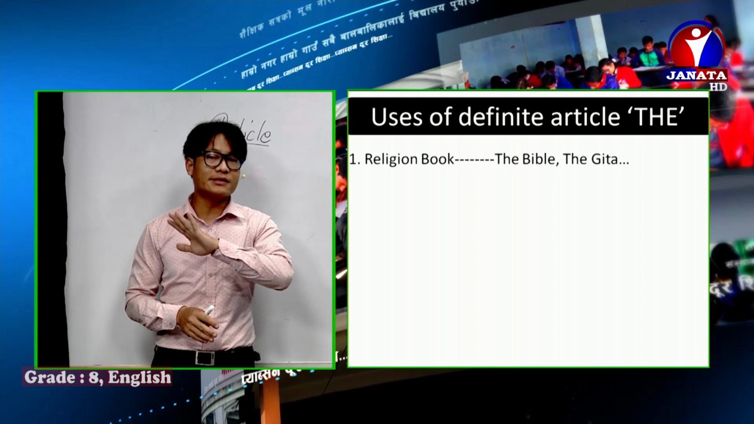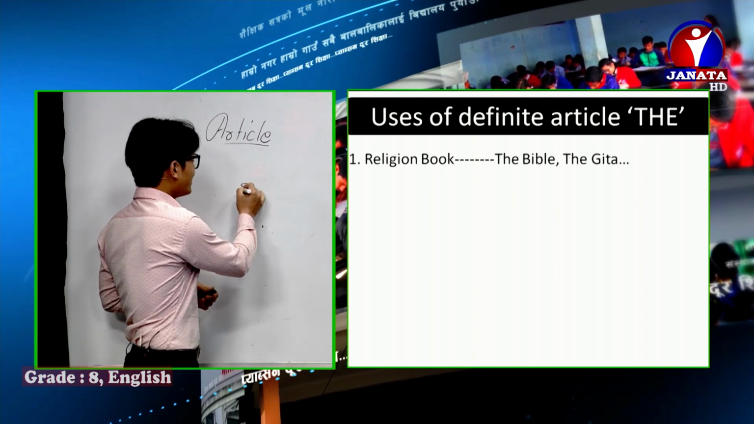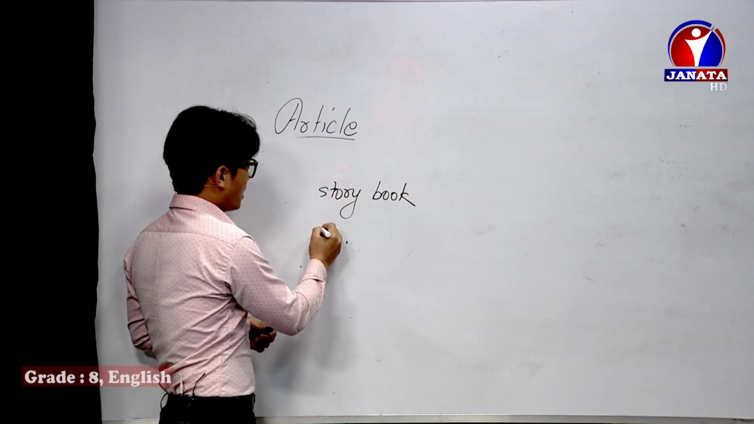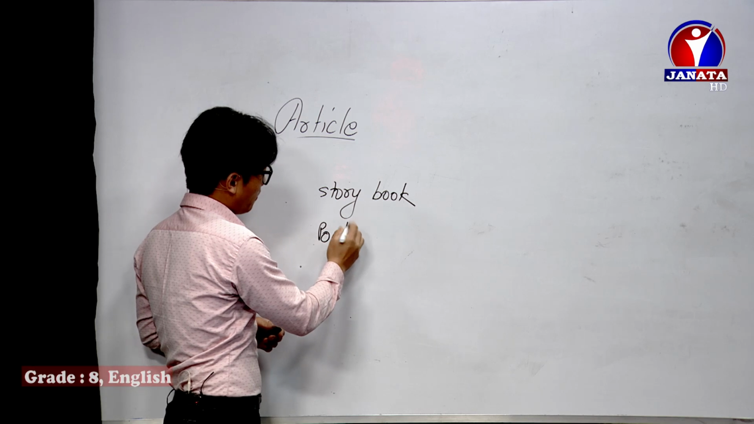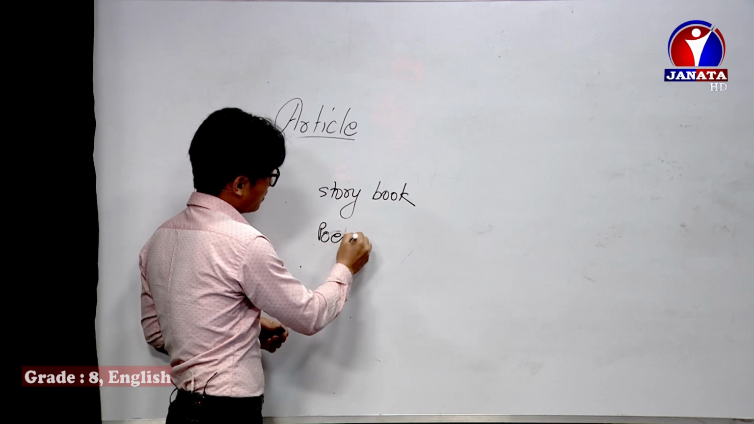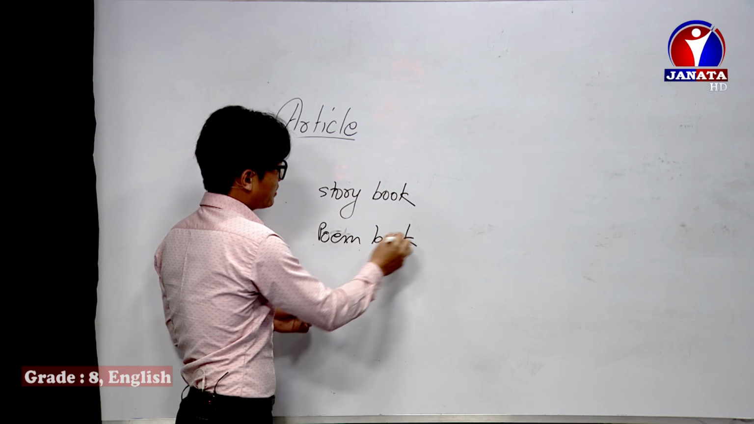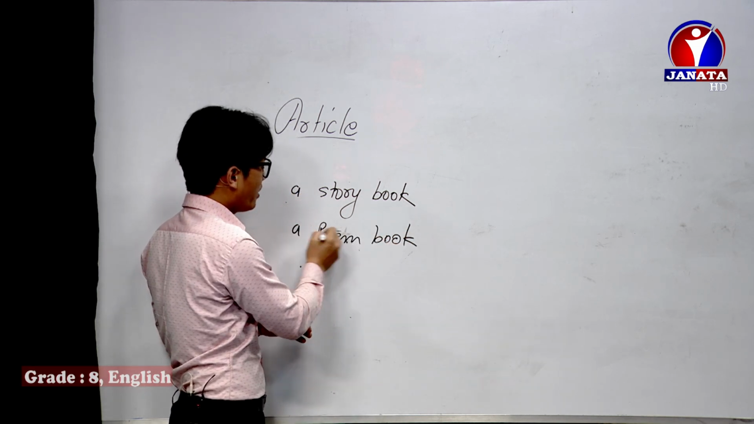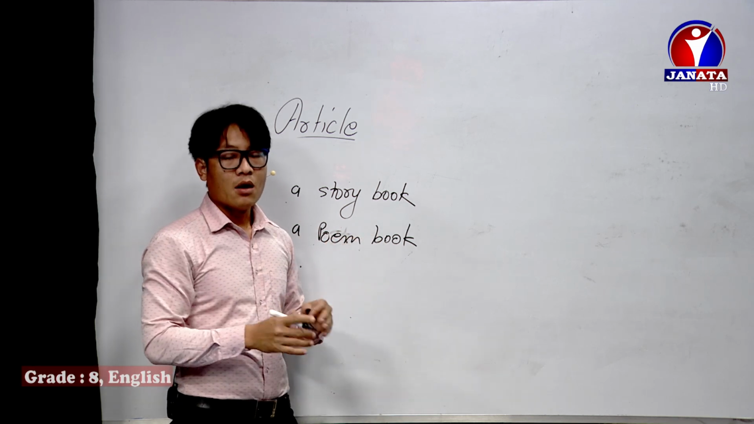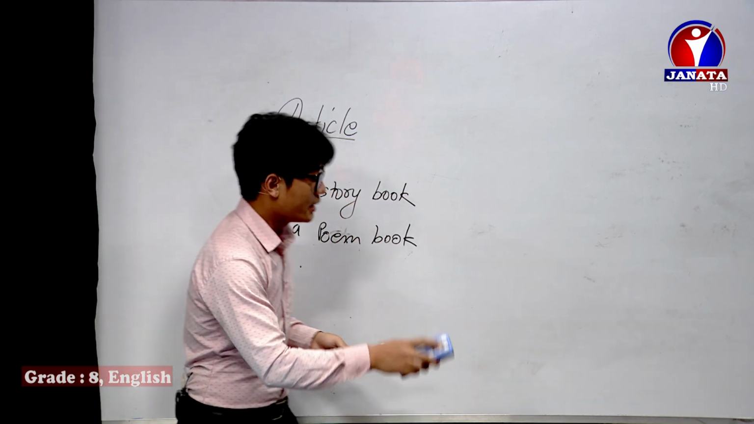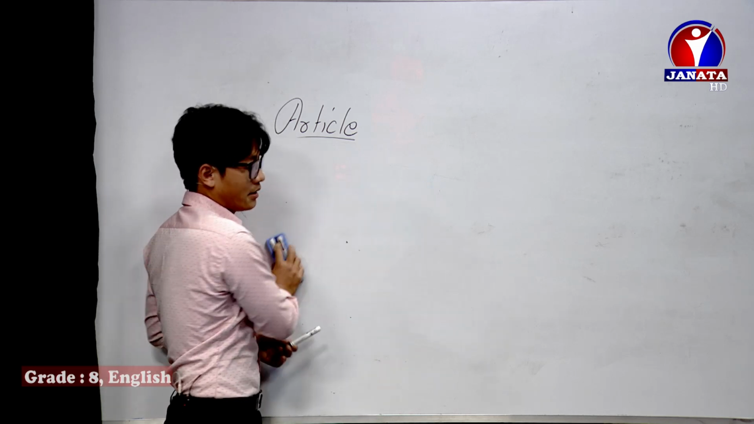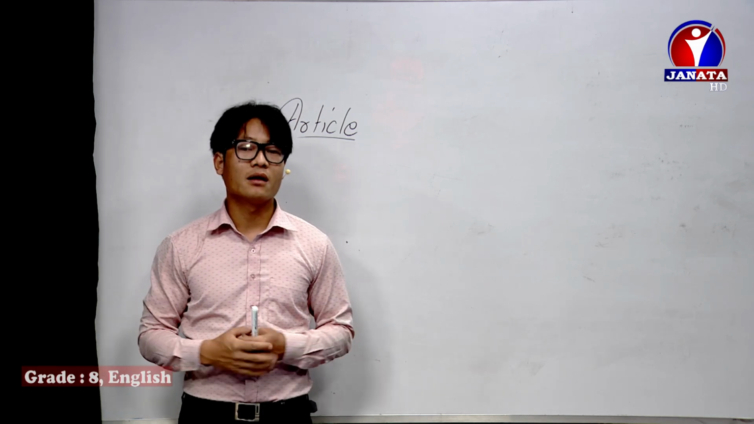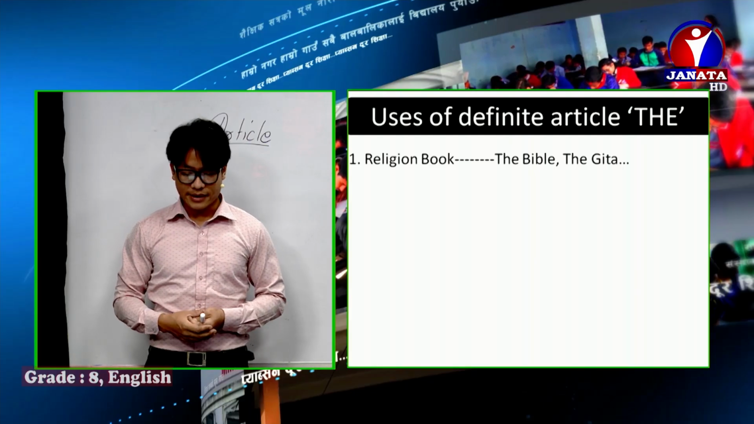But if there's a simple book, like a story book, or you can say poem book, when there are such simple names of a book, then we write a story book or a poem book. We write like this. But when there is a religion book, then we write the article. Like, once again, the Bible, the Gita, the Quran, the Ramayana.